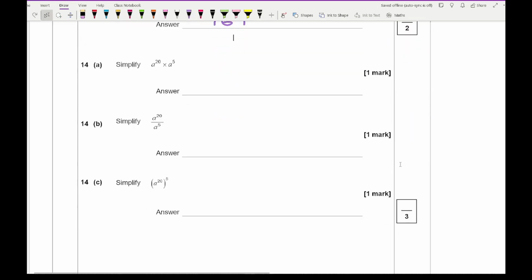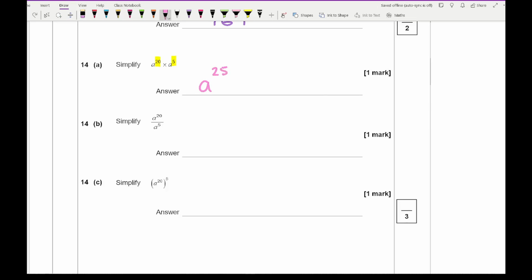Then for 14a, it says simplify a to the power of 20 times a to the power of 5. Now, this is using the rules of indices. So when we're multiplying, we add the powers. So 20 plus 5 is 25. So the answer then is going to be a to the power of 25.